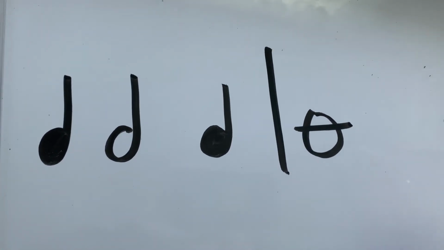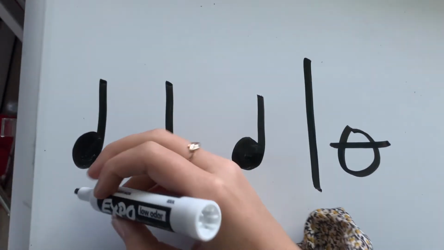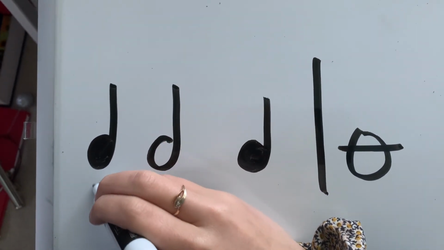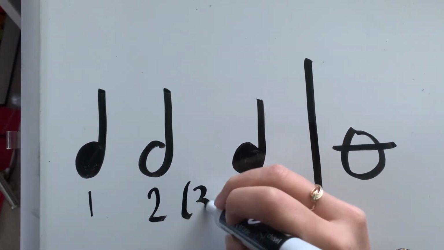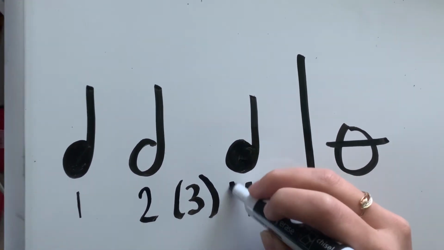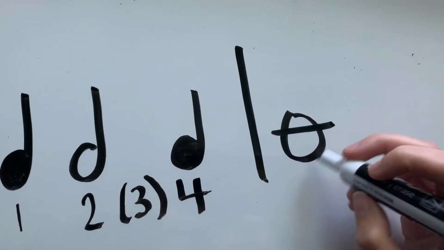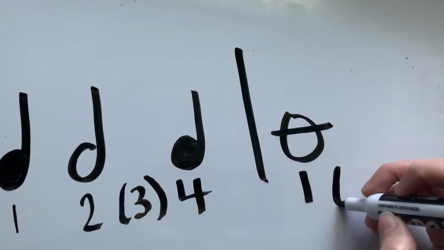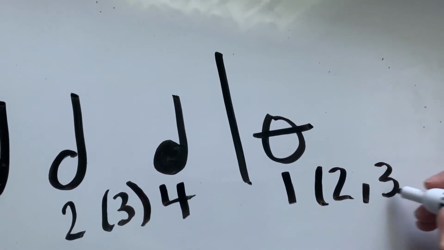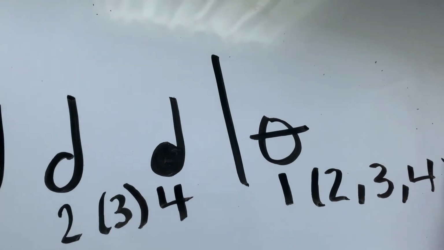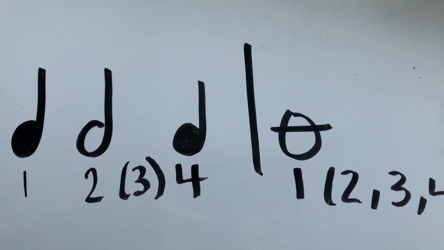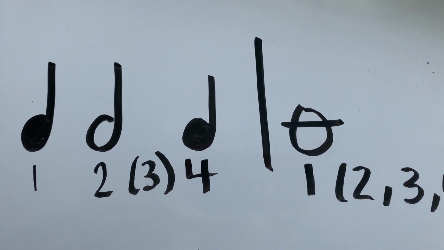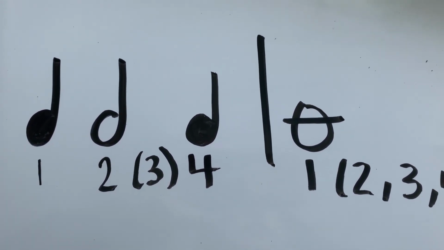Now here, let's combine 2 measures. So over here is a quarter note, so that's 1 beat. This is a half note, so this is 2 beats, so it holds 2 and 3. And this last one is 4. Then over here we have a whole note, and we know that this one's 4 beats. So you hold it on 1 and count for 4. And this one would sound like 1, 2, 3, 4, 1, 2, 3, 4.